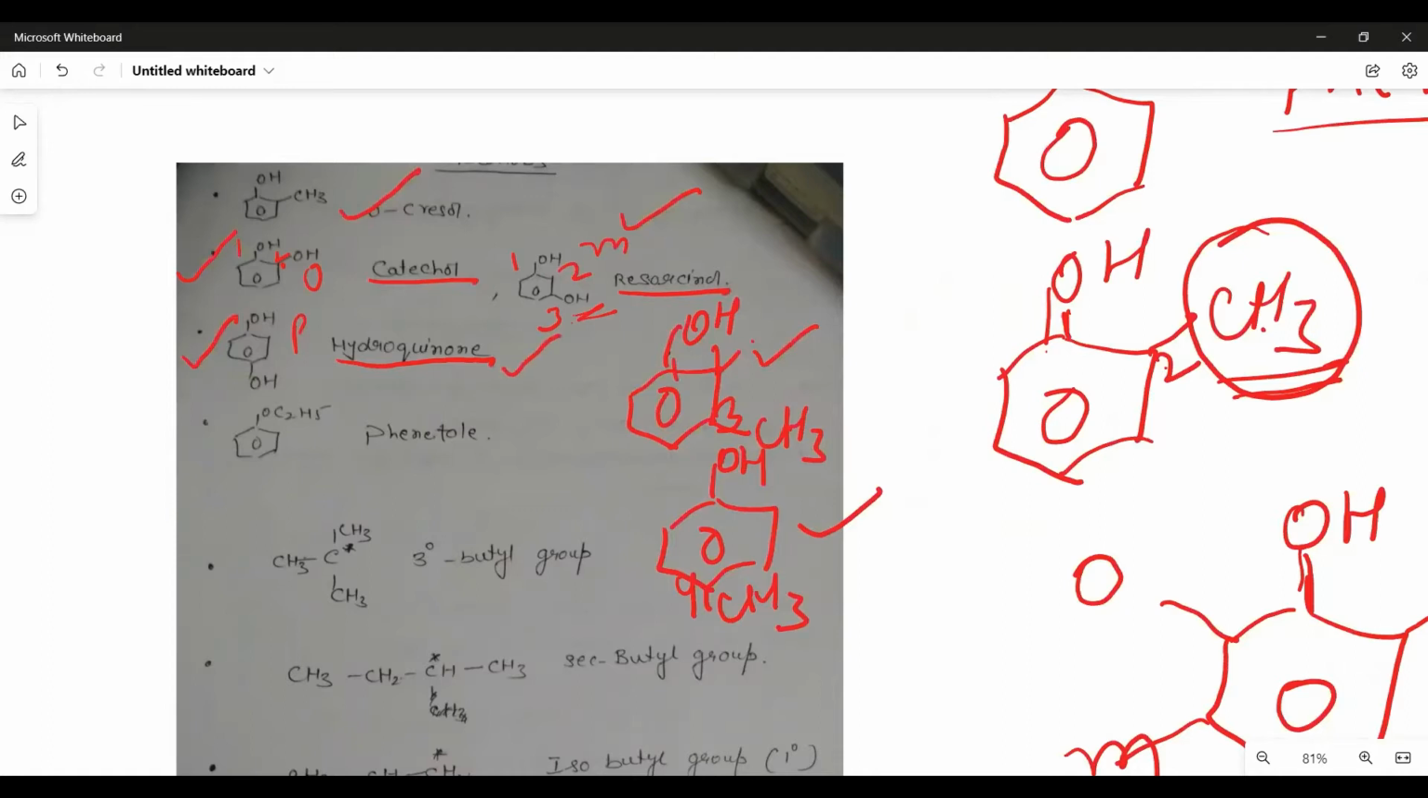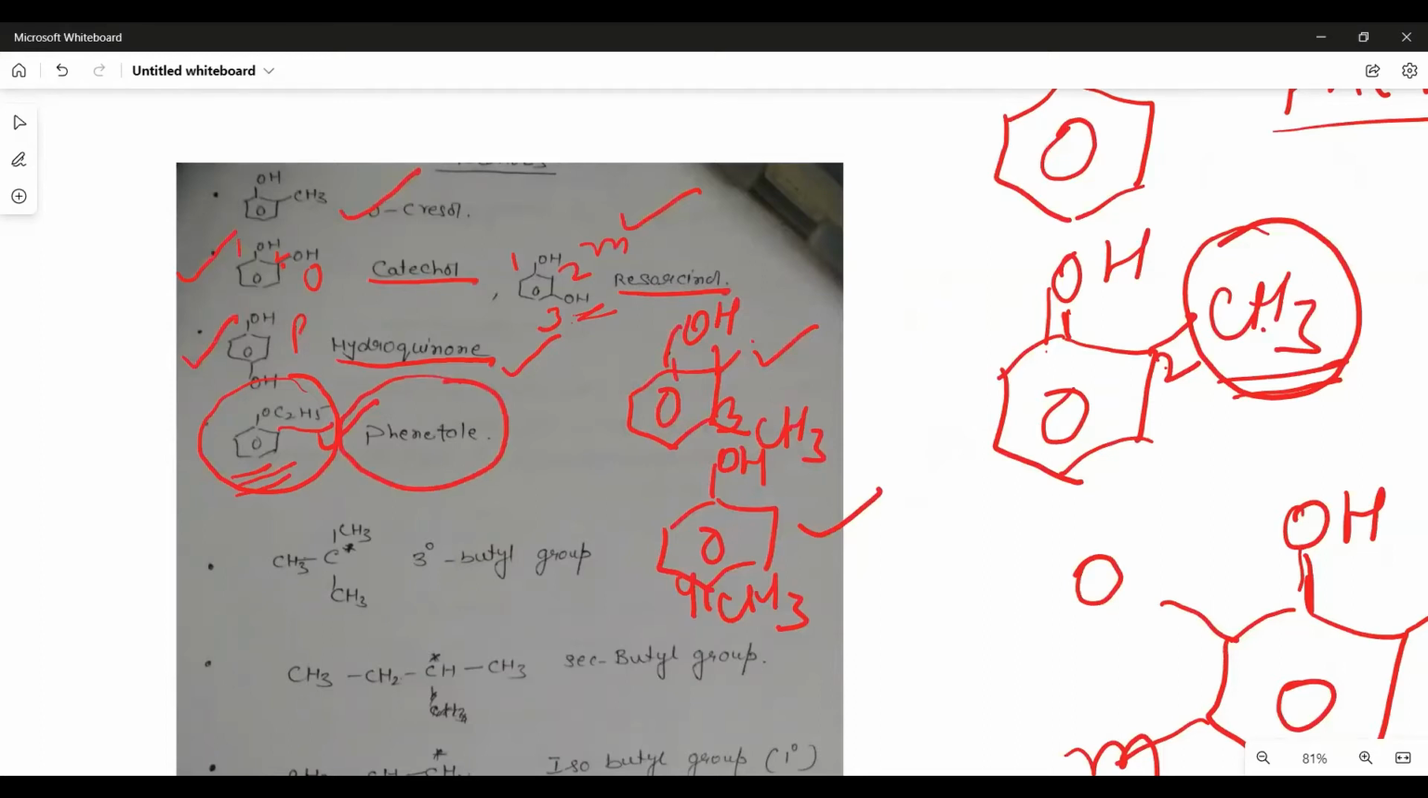Now the next one is ether. In the previous lecture we discussed ether, where the R-O-R' group is present. You can easily find out whether it is symmetrical or unsymmetrical. Yes, this is an unsymmetrical ether, because the two R groups are different and present on either side.